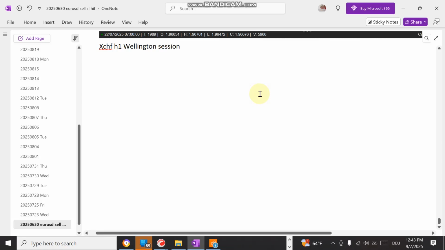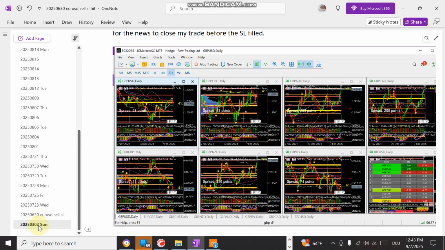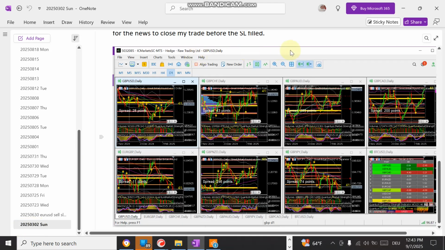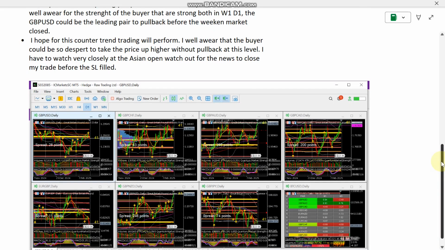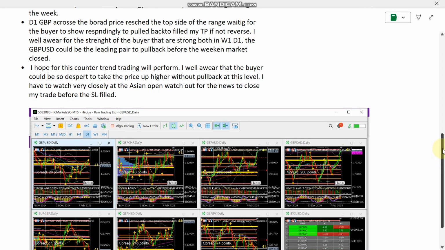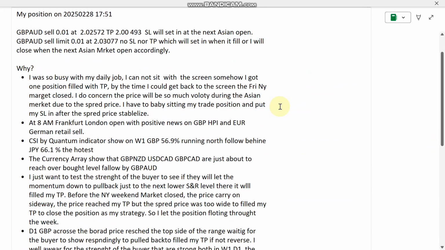Everyone, today I have to do this to save up the file from last Sunday, 2005 March the 2nd. This is the early stage of my learning curve. I make this trying to find a way to make my PA, Price Action Analysis.